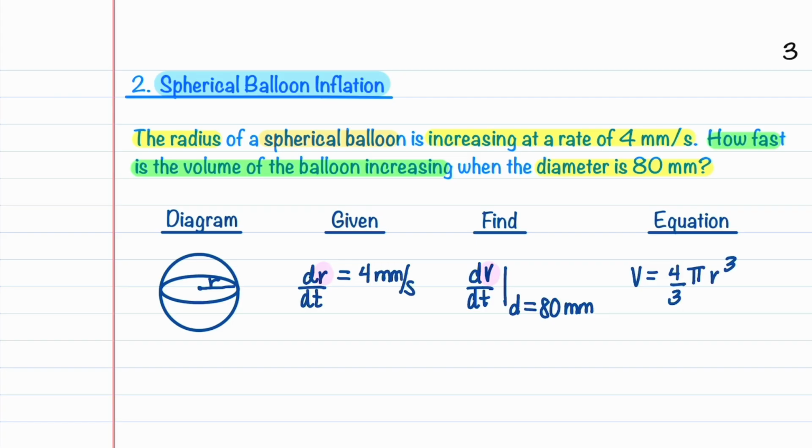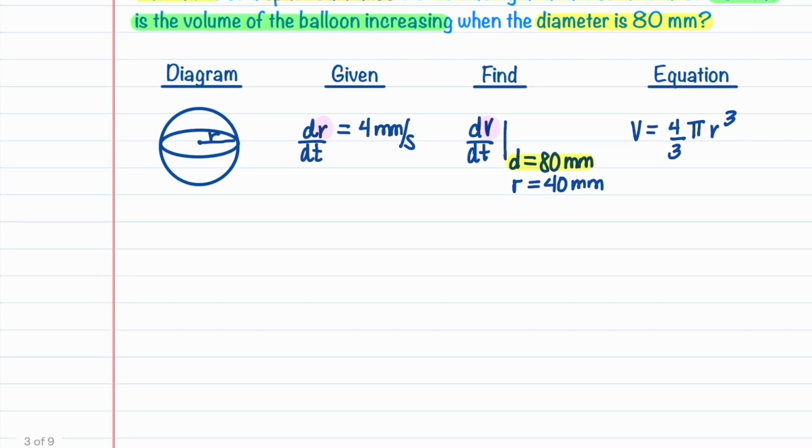Before we go ahead and differentiate our equation, we need to add one more piece of information. We want to find dV/dt when our diameter is 80 millimeters, but our equation is in terms of radius instead of diameter. So let's put down that this is the same as when the radius is 40 millimeters, and we'll use the radius instead of the diameter. Let's start by writing down our equation. V is equal to 4/3 pi r cubed.